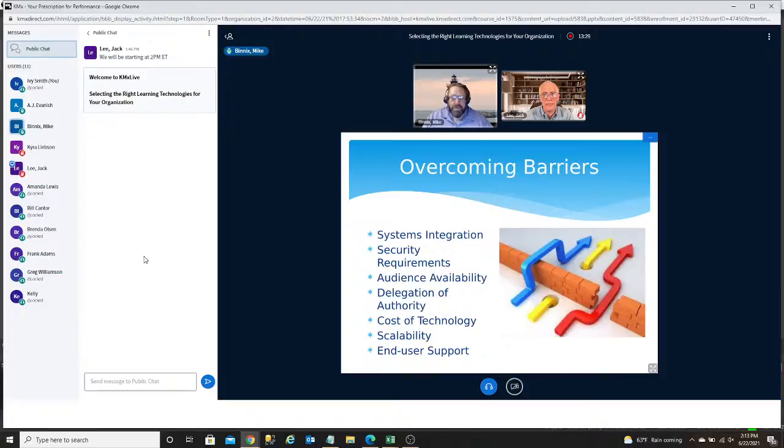So it's got to be intuitive enough that end user support is easy, and you've got to have the right partnerships and support function in place to handle the one-offs that do come up when they're out there.